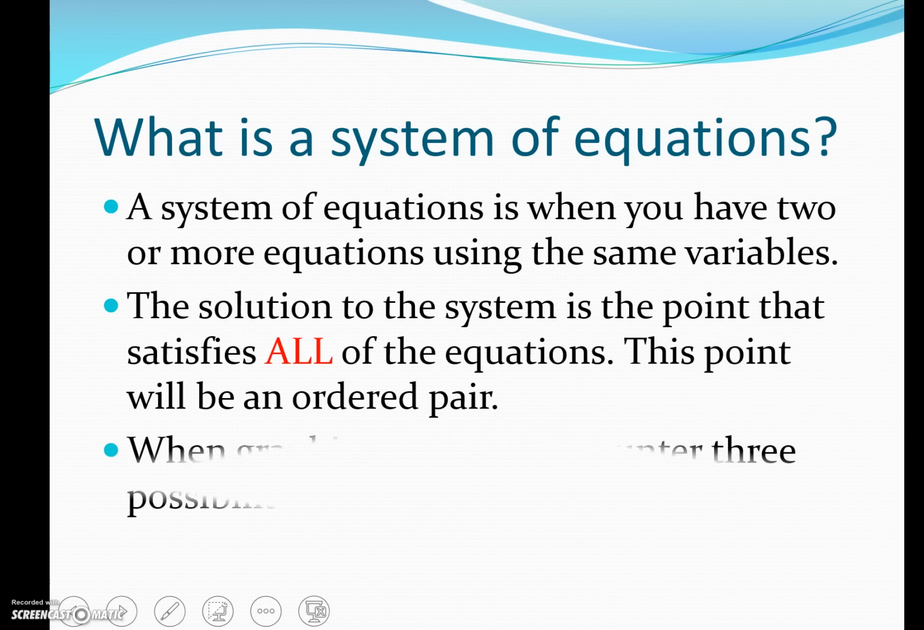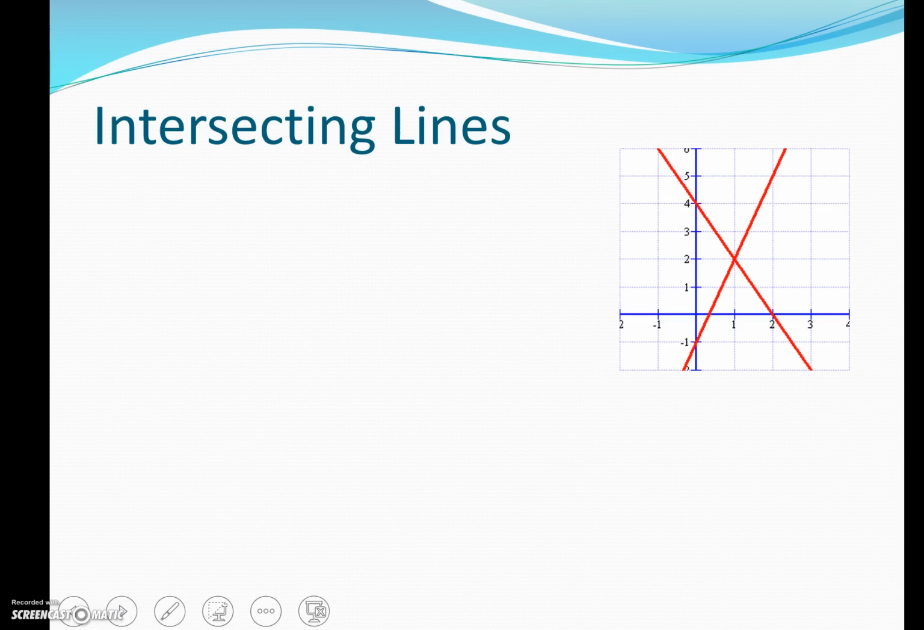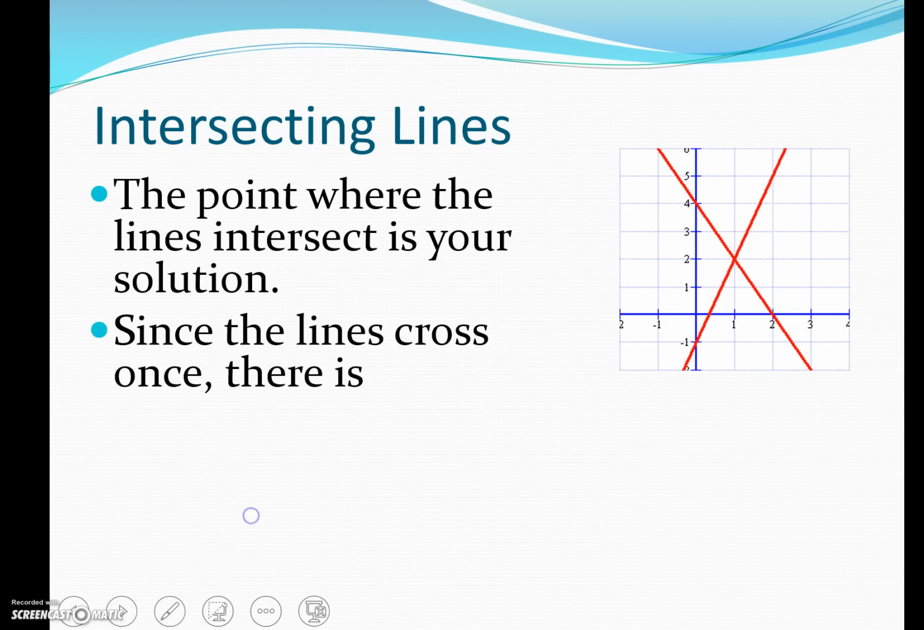When we're graphing, there are three different possibilities that we can have. The first possibility we can have are intersecting lines, such as this graph here. When we have intersecting lines, the point where the lines intersect is our solution. And as you can see from this graph here, the lines only cross one time. Therefore, if the lines cross, there is only one solution.